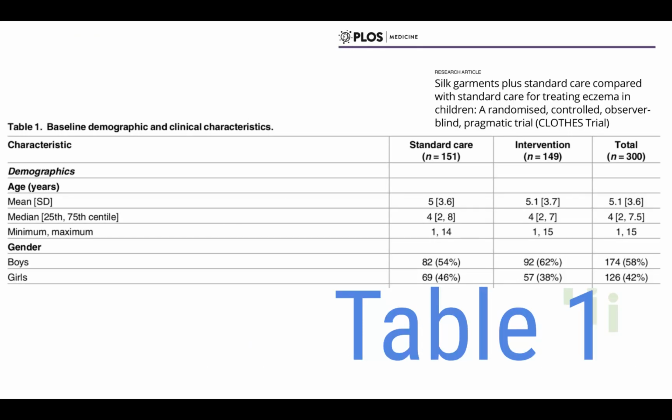So here's the top of their Table 1. There's a couple of key pieces of information to highlight here. Just notice that we've got the standard of care group and the intervention group, as well as the total. And we've got different values for each of those. So first here, the sample size for the baseline sample is included. So 151 for the standard of care group, 149 for the intervention, which equals 300 total.